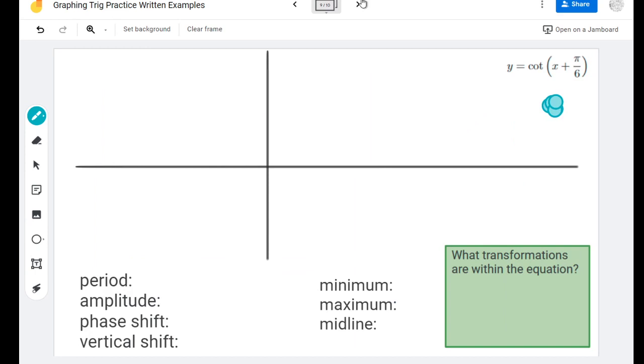Alright, so here's number 9. Now we're doing a cotangent. So remember, the cotangent is just flipped backwards from the tangent, right? It also changes the asymptotes. So if I'm identifying my transformations here, that plus pi over 6 is going to be a phase shift. Because it's addition, it's going to be going to the left by pi over 6.